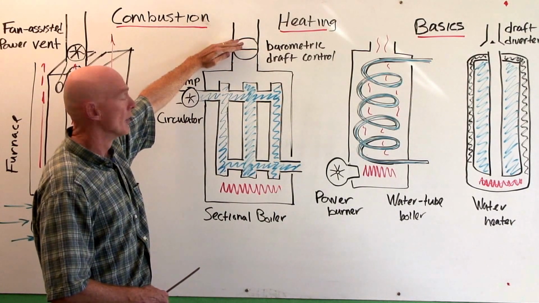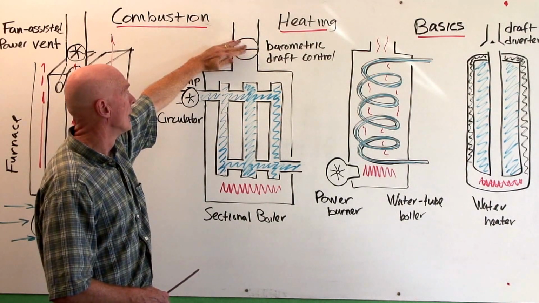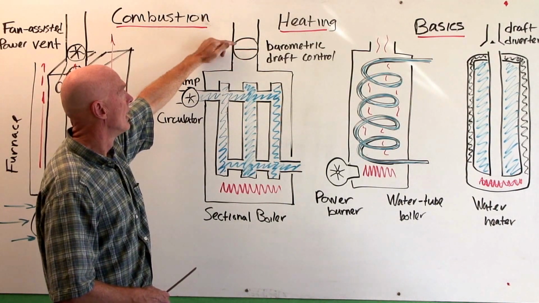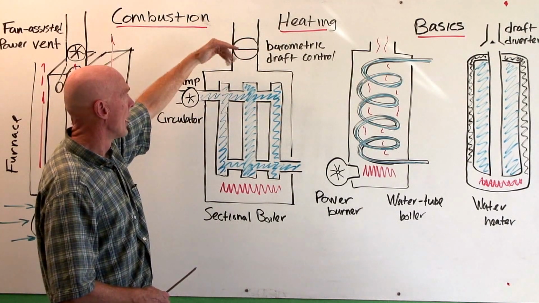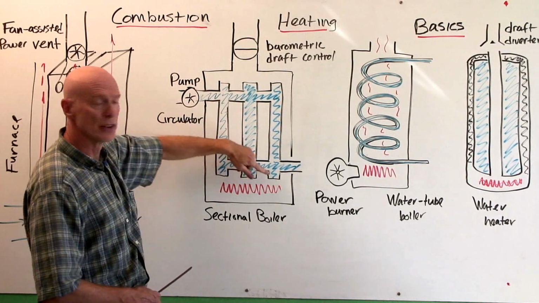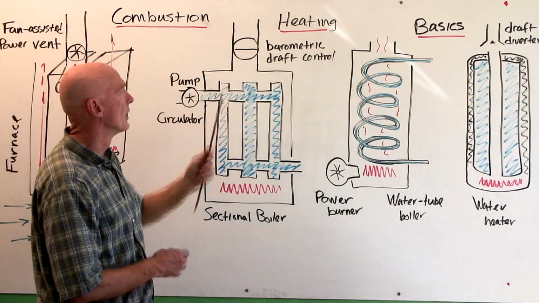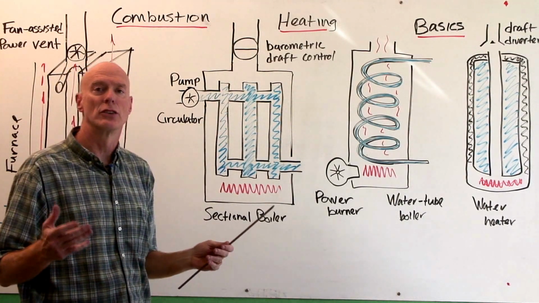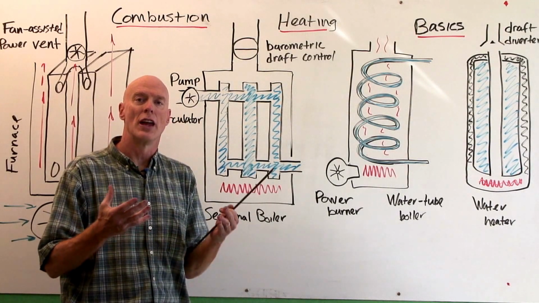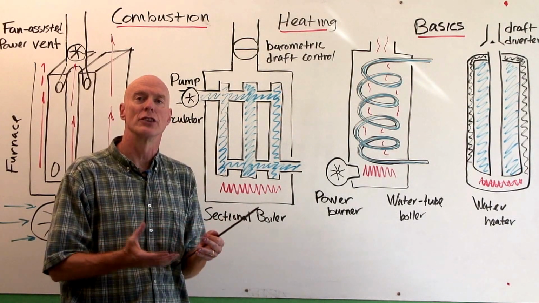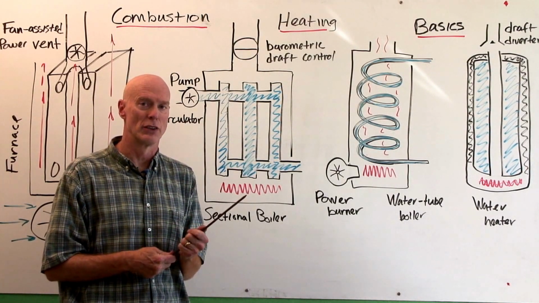Now, if the draft is weak already, if there isn't much of a draft, then the door will remain closed. And if there's a strong downdraft, the barometric draft control will let the downdraft out this way rather than coming in and interfering with the flame. That's its purpose. So we would call this atmospheric draft, because the draft, which is the force that moves the exhaust gases up the chimney, is created just by the buoyancy of those gases.